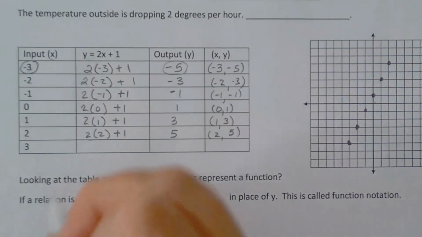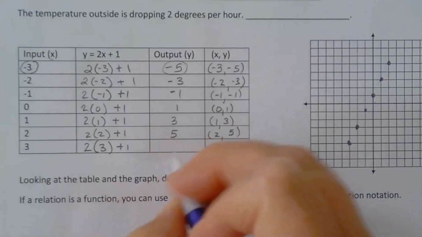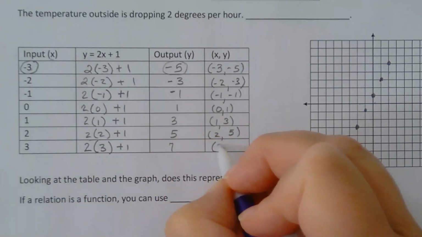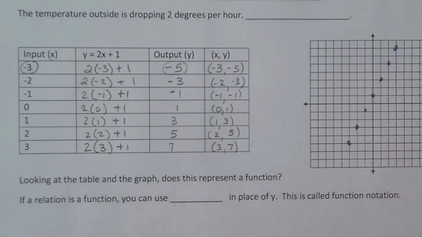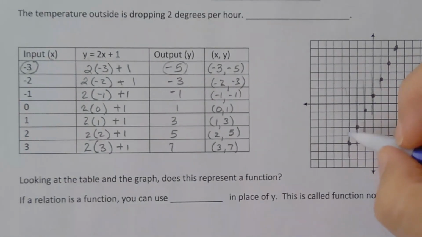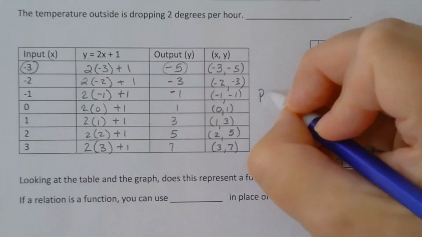And then the last point, the value we're going to put in for x is 3, 7. So 3, 7. So if you look at the graph, what I notice is that this is a function because the vertical line test works at every single point. No matter what I put in for x, I get a y value, and none of them are stacked on top of each other. So this passes the vertical line test.